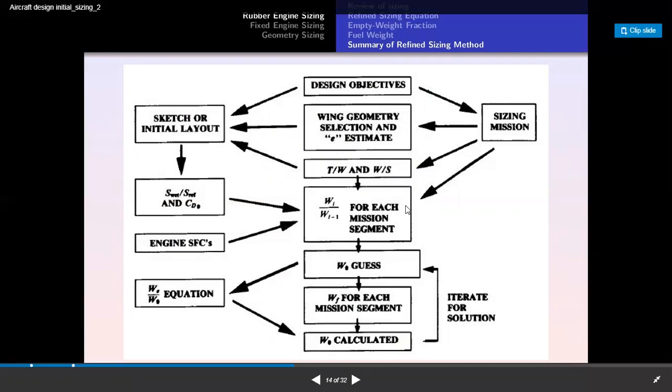What are the mission segments? That is taxiing, it may be takeoff, cruise, loiter, and landing, descent and land. These are all called mission segments. Here S wet to the S reference and CD naught. CD naught is nothing but the zero lift drag, or the parasite drag.